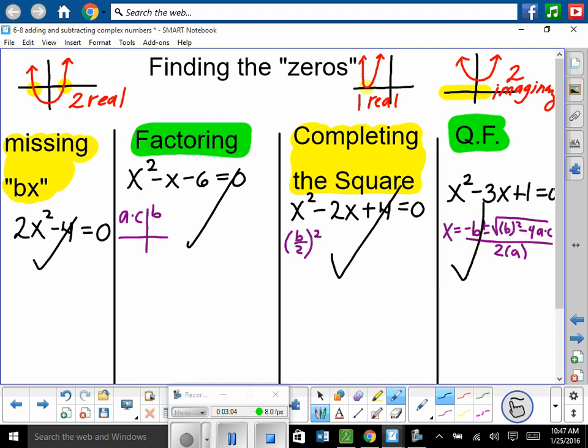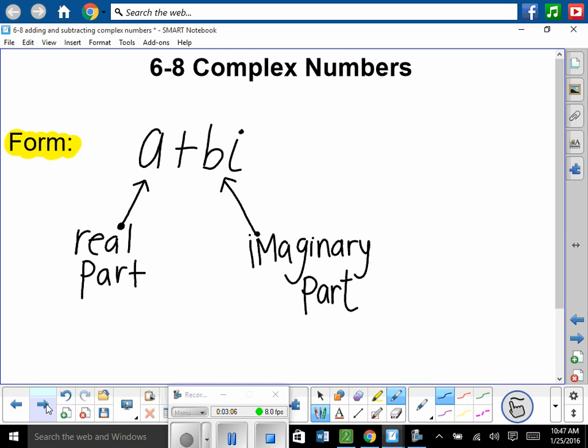Alright, I just didn't want you to forget everything we've learned so far. Add to today's lesson, 6-8. So today's 6-8, we're going to be learning about complex numbers. So complex numbers, the first thing you need to understand about complex numbers is they have this form, a plus bi. Now understand, a is the real part, bi is the imaginary part.